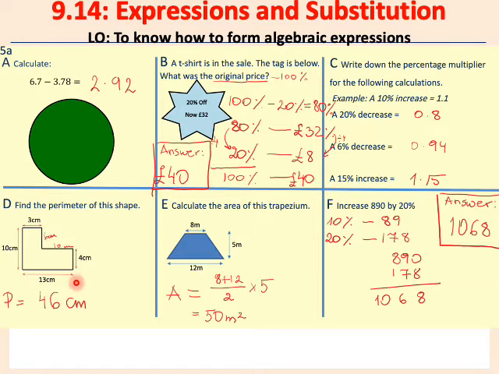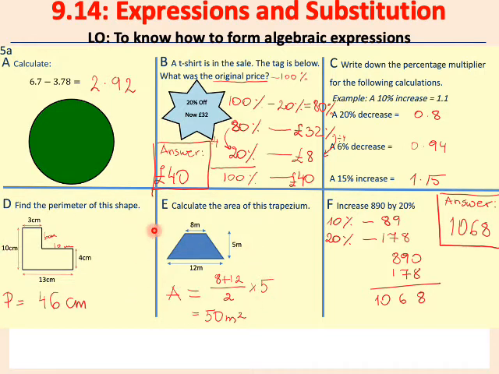For find the perimeter of the shape, again, some of the lengths haven't been included. So if we know this length here is 10 and this is 4, then this part here must add to the 4 to give us the full 10. So it's 6. And then we've got 13 here. We know that this part here is 3. So this bit here must be 10. And then we just add them all up.